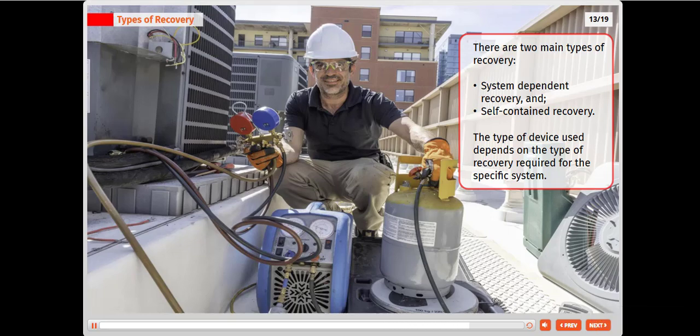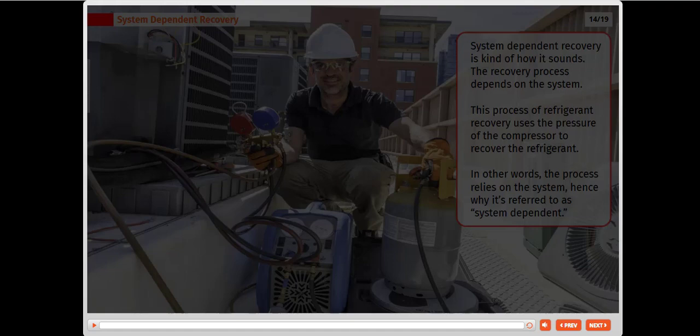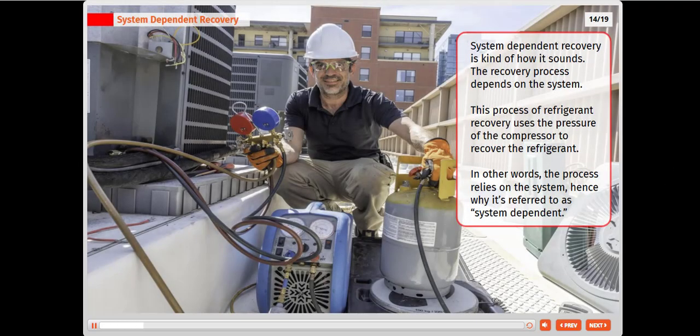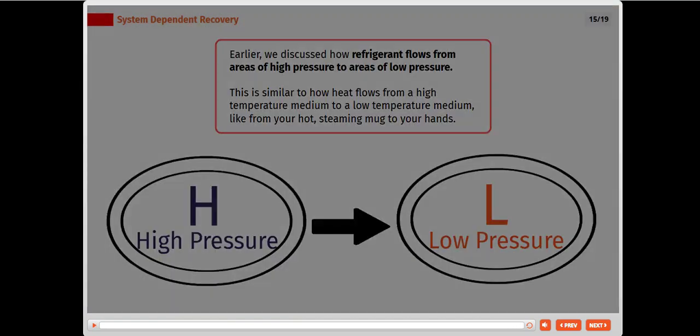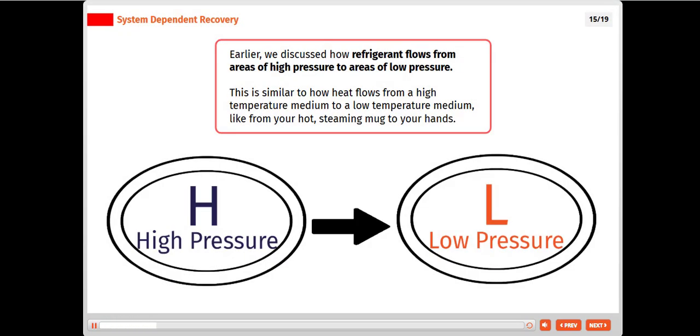System-dependent recovery is kind of how it sounds. The recovery process depends on the system. This process of refrigerant recovery uses the pressure of the compressor to recover the refrigerant. In other words, the process relies on the system, hence why it's referred to as system-dependent. Earlier, we discussed how refrigerant flows from areas of high pressure to areas of low pressure. This is similar to how heat flows from a high temperature medium to a low temperature medium, like from your hot, steaming mug to your hands.